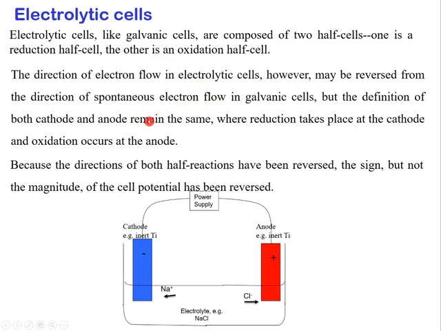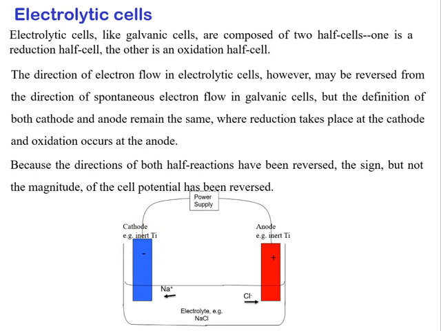Then in both cases, the cathode and the anode remain the same, where reduction takes place at the cathode and oxidation takes place at the anode. So these are some of the similarities that you get to see. Then because the direction of both half reactions has been reversed, the sign but not the magnitude of the potential has been reversed. So in short, this is a cathode in an electrolytic cell, and it's a negative charge, but it will be a positive charge when it gets to a galvanic cell.